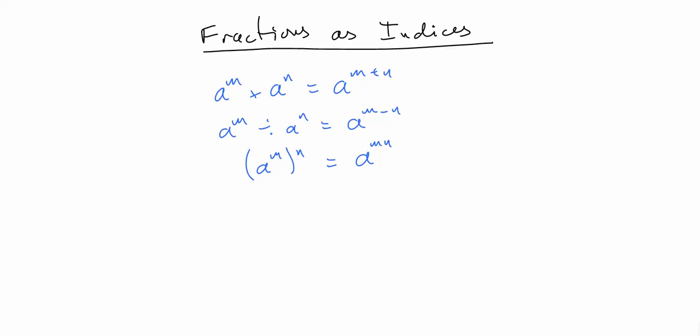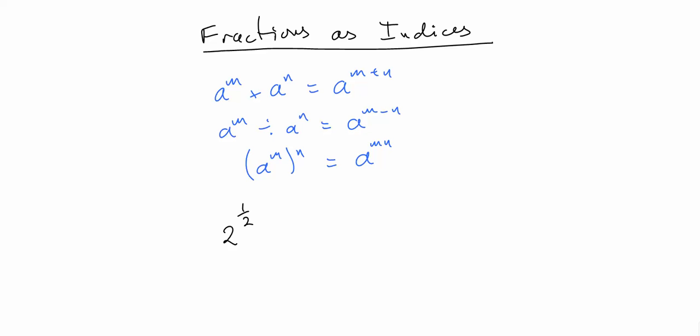Now, in the last video we established these three rules involving indices where m and n are integers, that is whole numbers, positive and negative whole numbers. But what happens if m or n are fractions? What, for instance, might be meant by 2 to the power of a half?